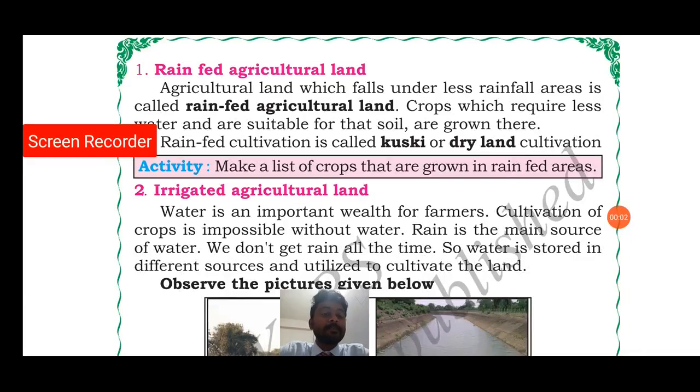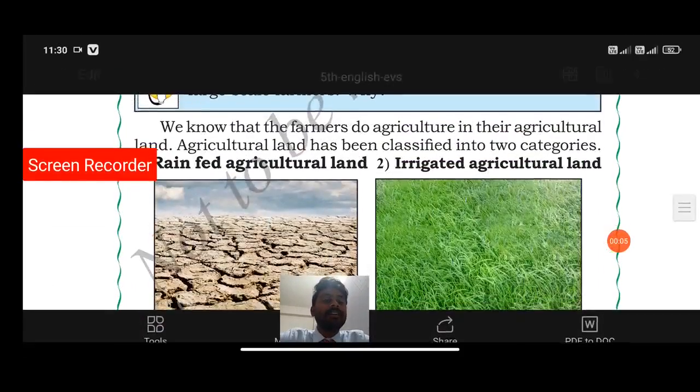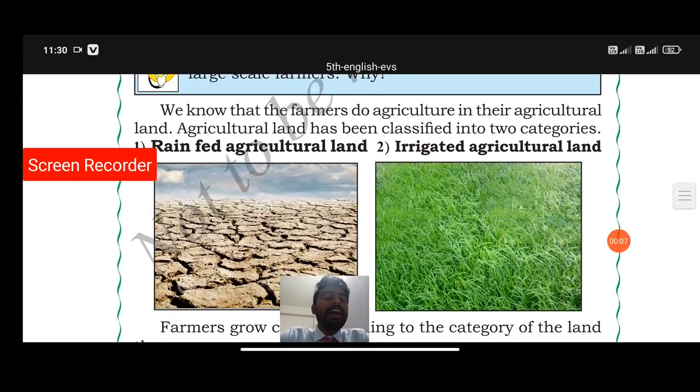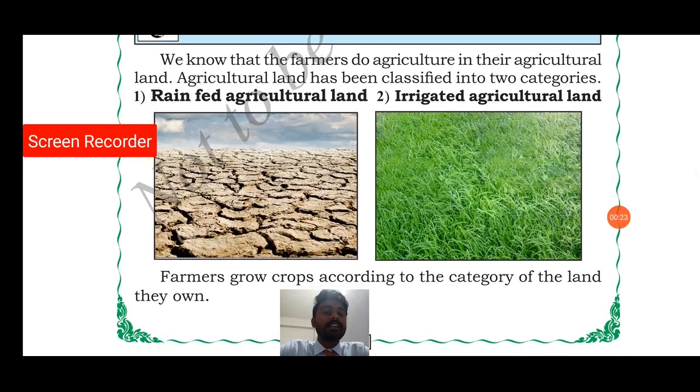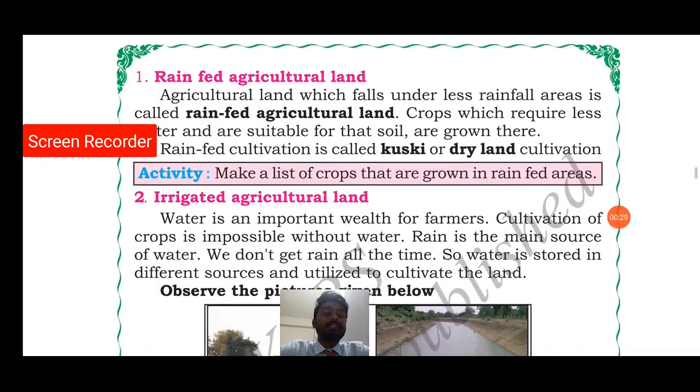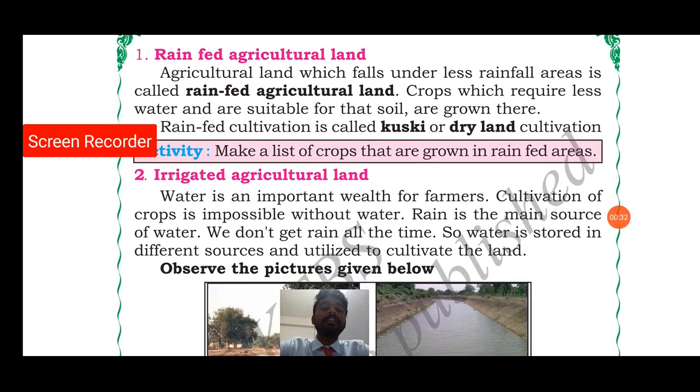Good morning, students. In the last class, we discussed rain-fed agricultural land and irrigated agricultural land. It means we discussed the classifications of agricultural lands, mainly two things: one is rain-fed agricultural land, and the other is irrigated agricultural land. In the last class, we already discussed the first one, which is rain-fed agricultural land.